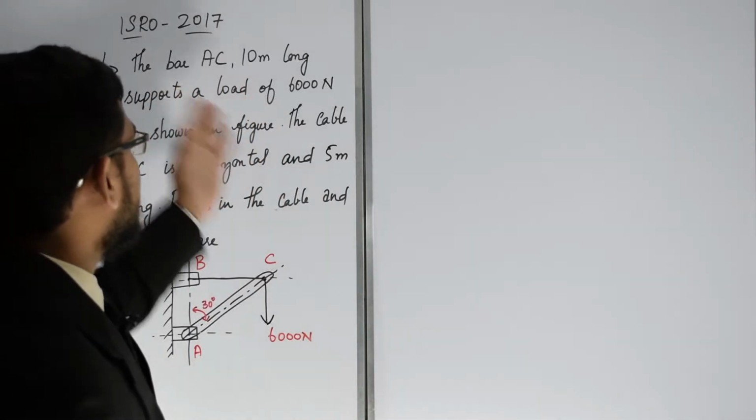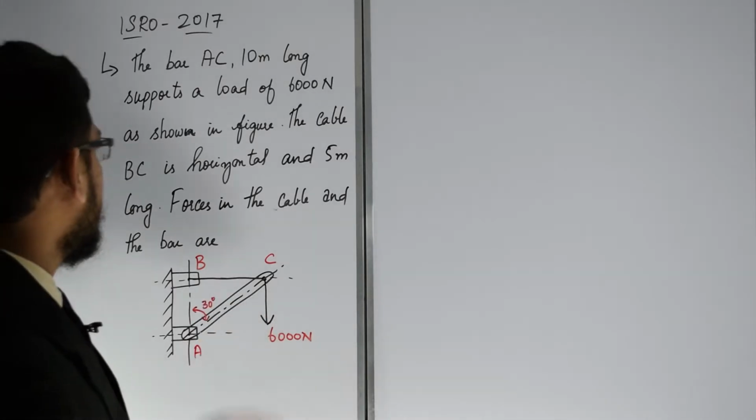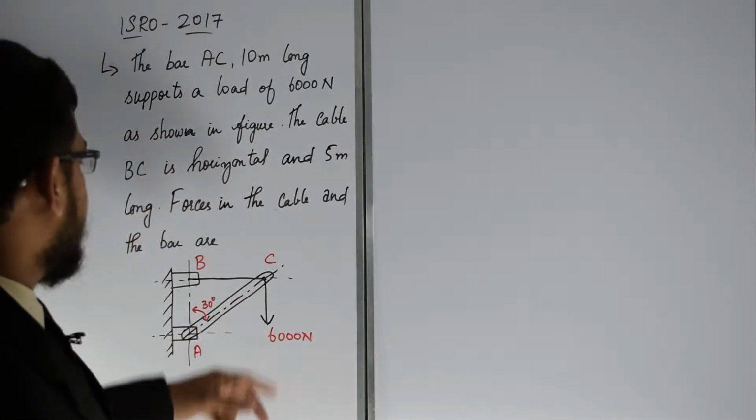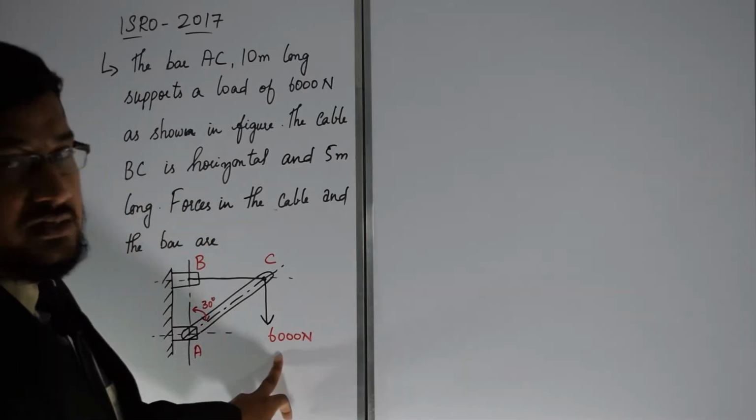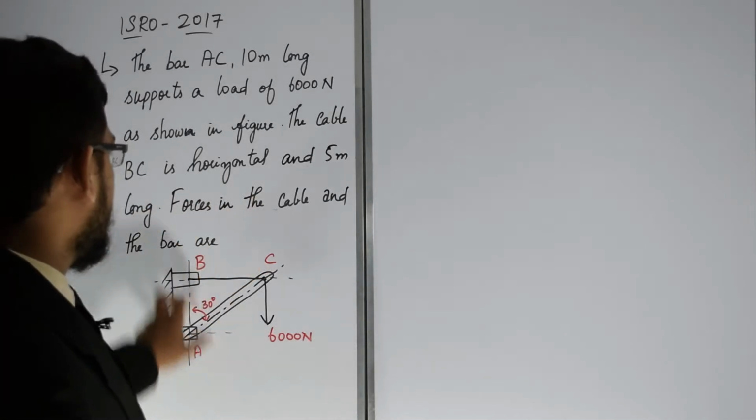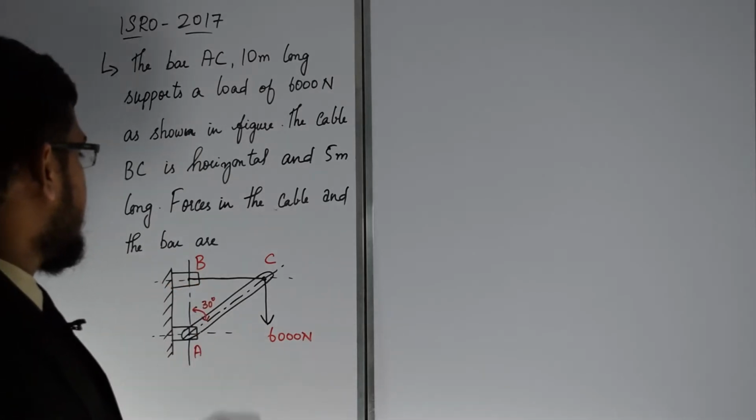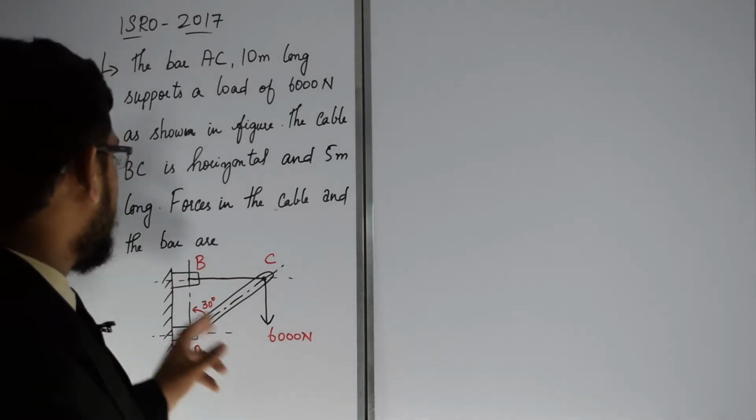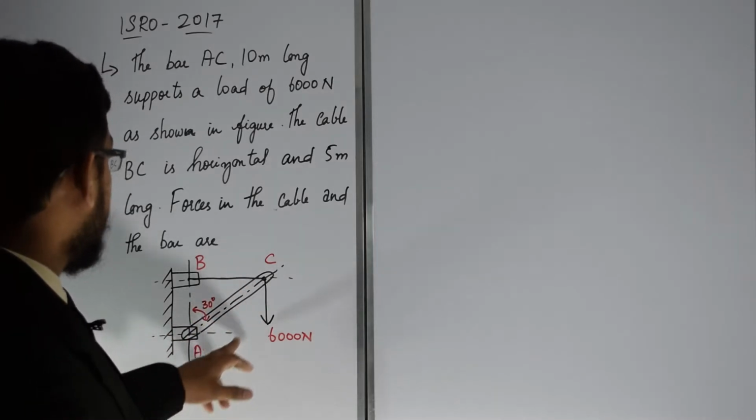Just a year back we got the ISRO 2017 paper, in which we had a question like: the bar AC, 10 meter long, supports a load of 6000 Newton. As shown in the figure, the cable BC is horizontal. This is a cable, BC is a cable, horizontal and 5 meter long. Forces in the cable and the bar AC are?